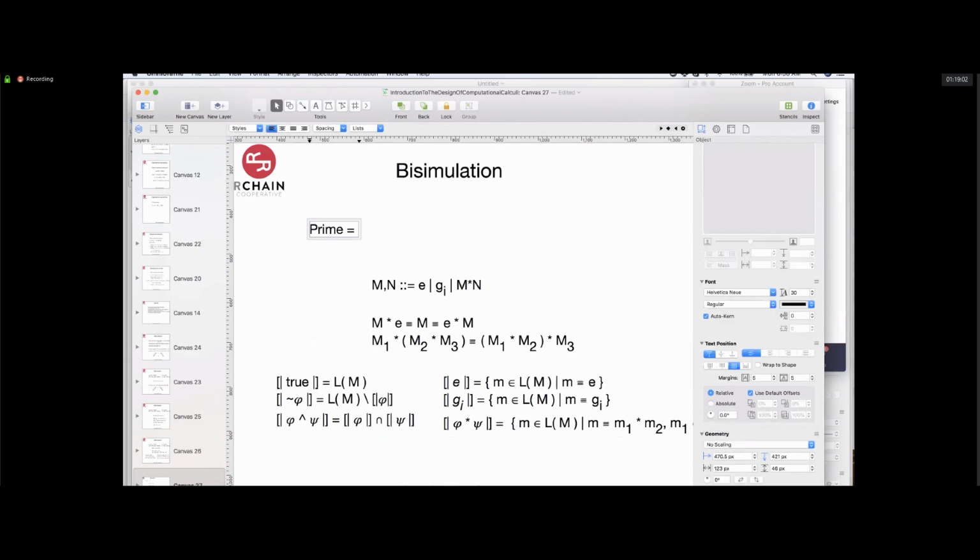Primes are not allowed to be the identity. So can we express the idea that it's not the identity? Yes, indeed we can. We can say it's not E. But we also have some other constraints, like we can't decompose it into a multiplication of things which are not trivial, not the identity. So we could say it's also not decomposed into a multiplication of things which are not the identity.